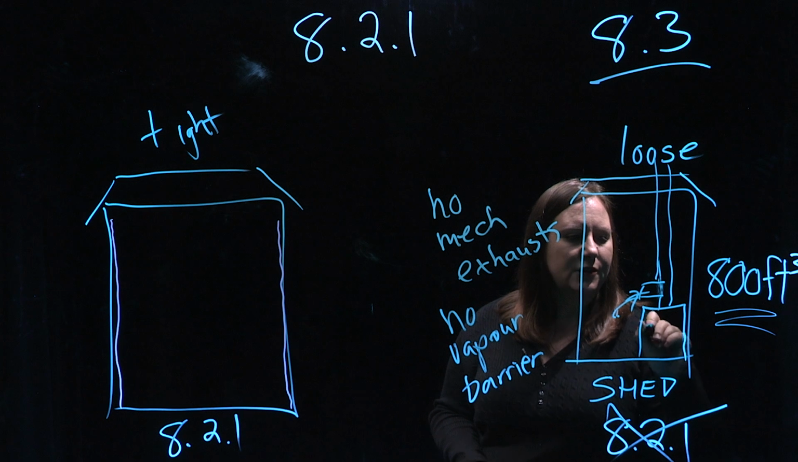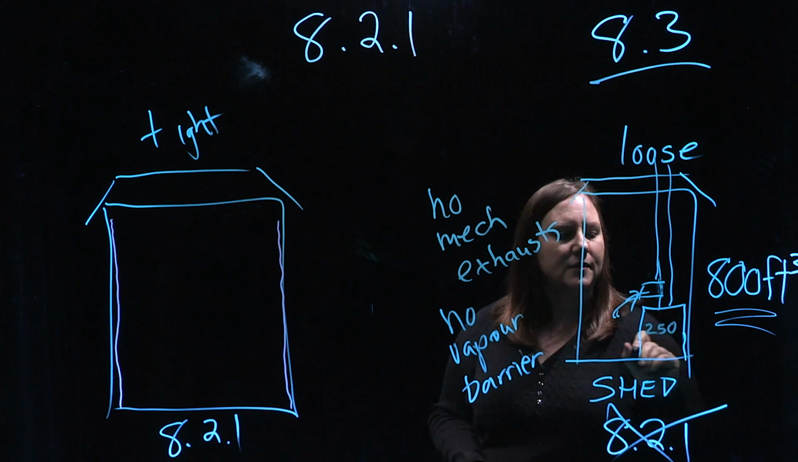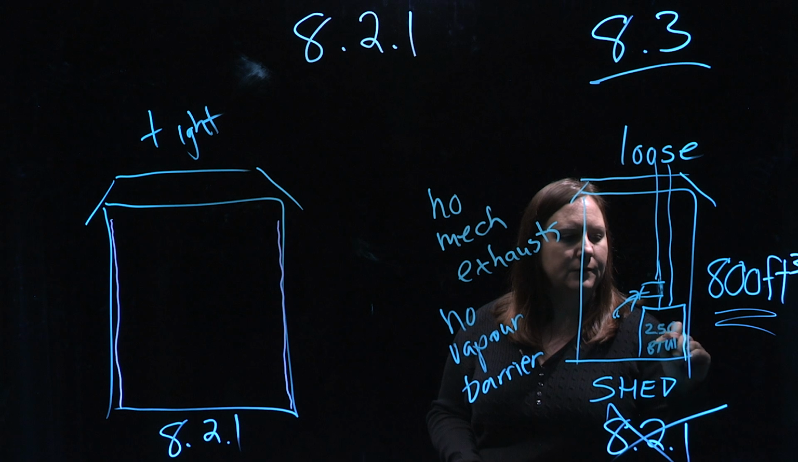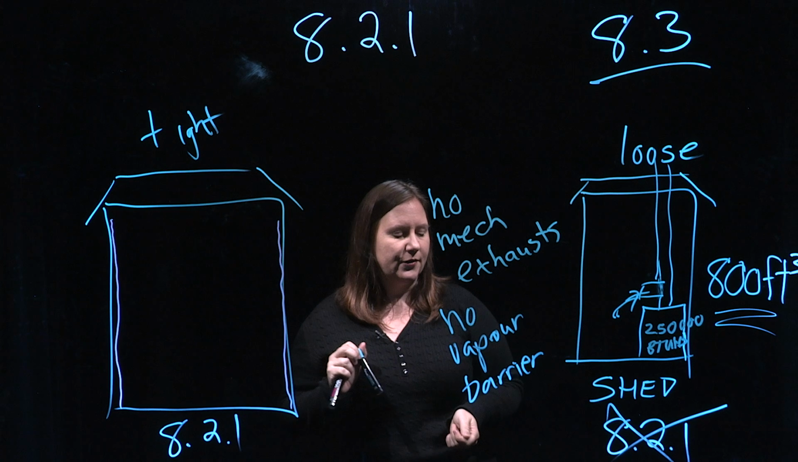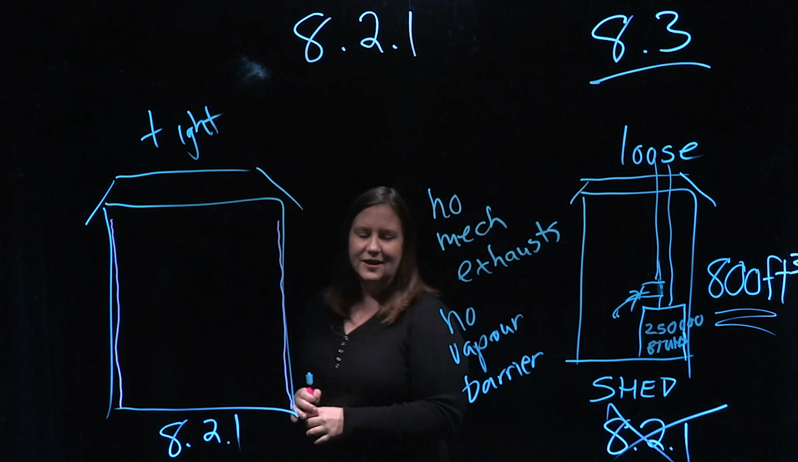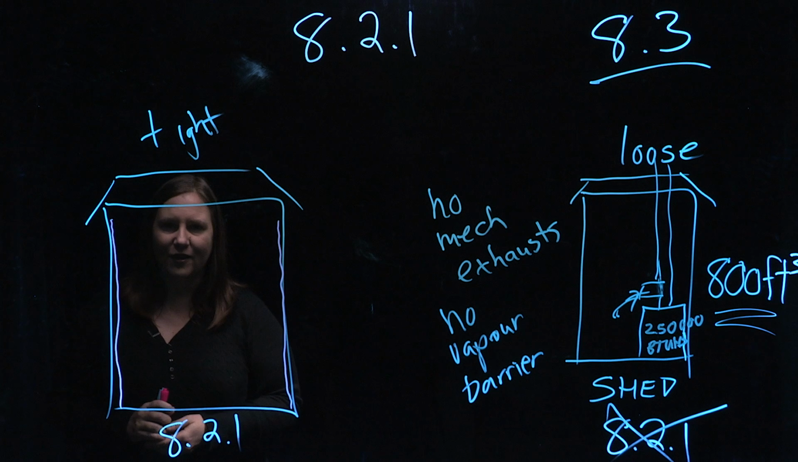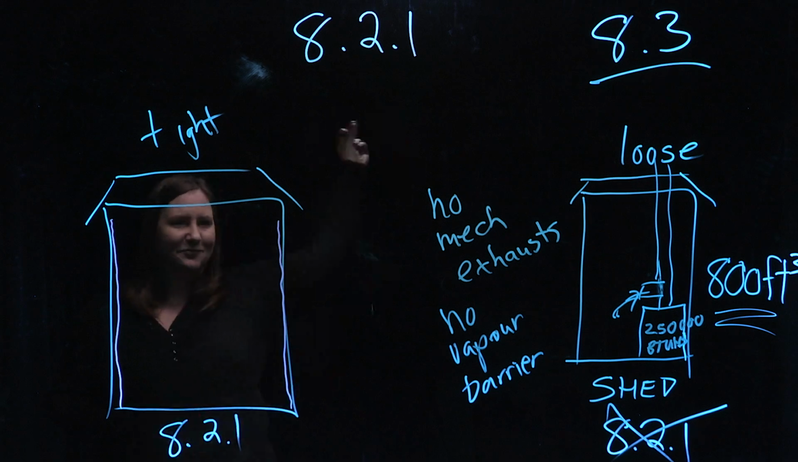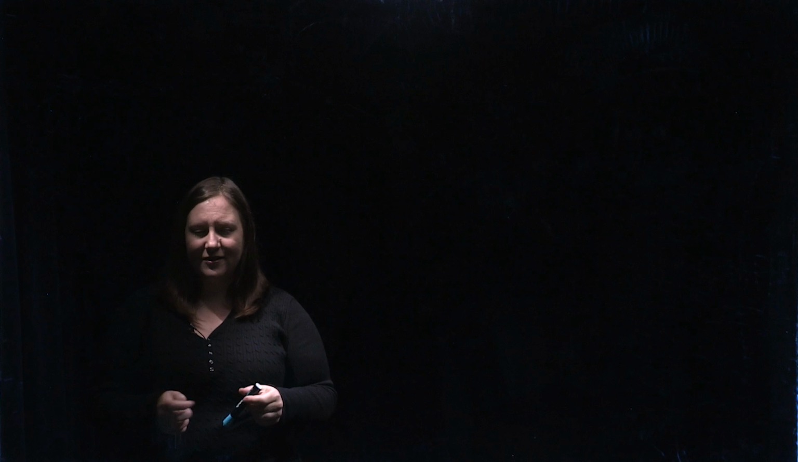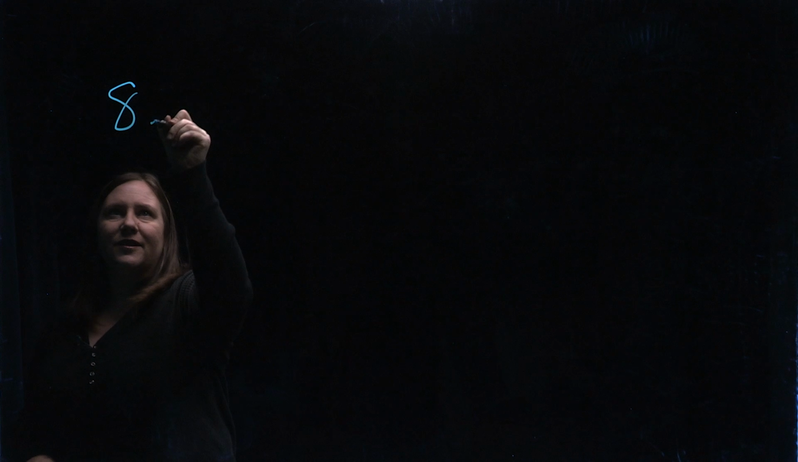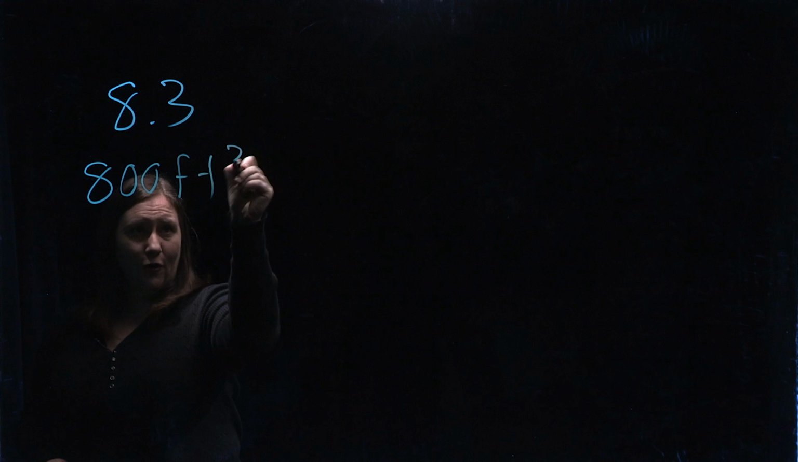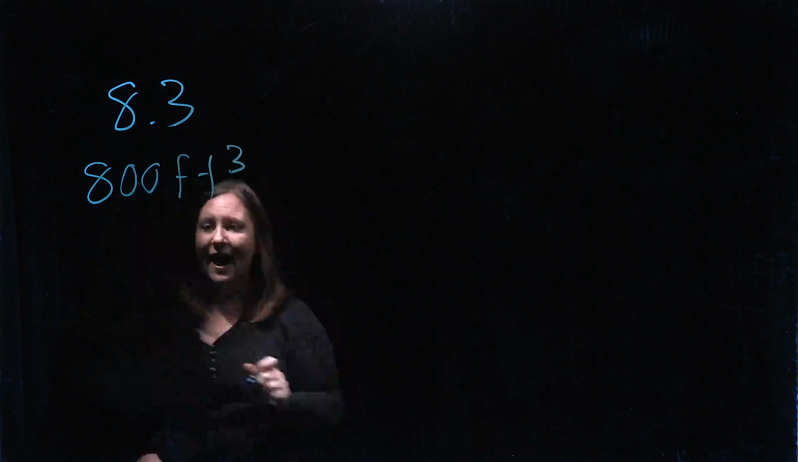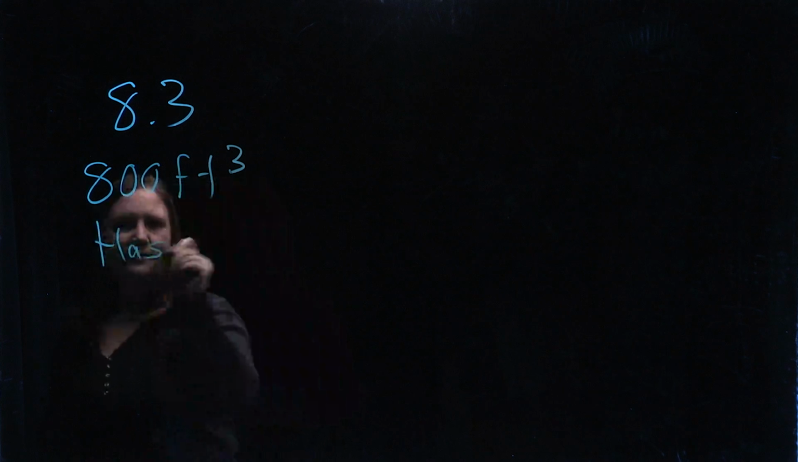I'm going to check my 800 cubic feet, and then my input, in this case let's say it is 250,000 BTUs. We're going to check our code now, and then we'll clear the board and come back and figure out what we need. So let's clear the board. Okay, so I just looked at table 8.3, and using what we just talked about, where we had 800 cubic feet of volume and our appliance had a draft control device.